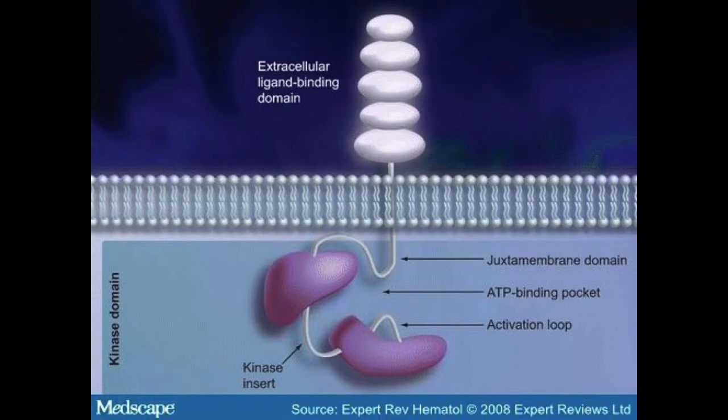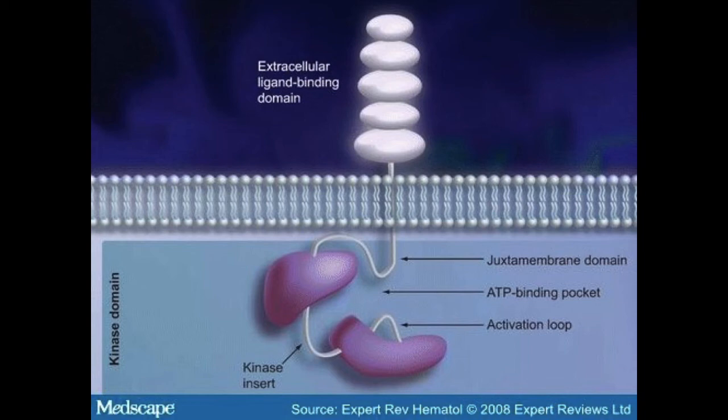FLT3 is a type 3 protein, which contains two distinct bands corresponding to 130 and 160 kDa. The larger band represents the functionally mature fully glycosylated form. It has an extracellular ligand binding region with 5 immunoglobulin-like domains and a single transmembrane domain. The cytoplasmic portion is comprised of a juxtamembrane domain, or JM domain, followed by the catalytic domain, which contains activation loop and ATP binding pocket. The catalytic domain is interrupted by a kinase insert domain, or KID.